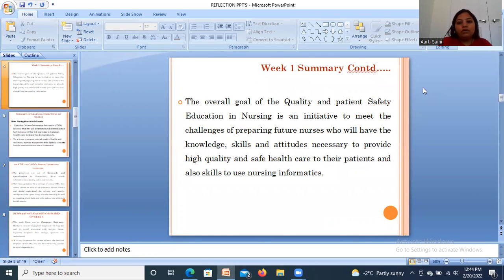So the overall goal of the quality and patient safety education in nursing is an initiative to meet the challenges of preparing future nurses who will have the knowledge, skill, and attitude necessary to provide high quality and safe healthcare to their patients, and also skills to use the informatics.